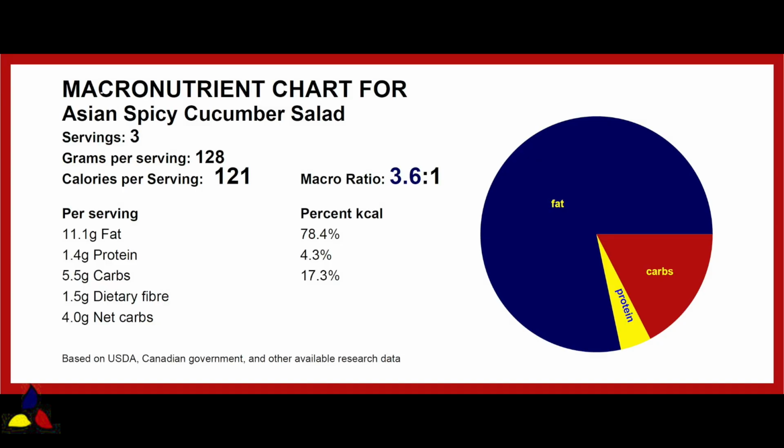Now, the macronutrient ratio for this Asian cucumber salad is 3.6 to 1, with 5.5 grams of total carbs, 1.5 gram of dietary fiber, resulting in 4 grams of net carbs per serving. And if you look at my macro chart near the top, it shows you how many grams each serving is.